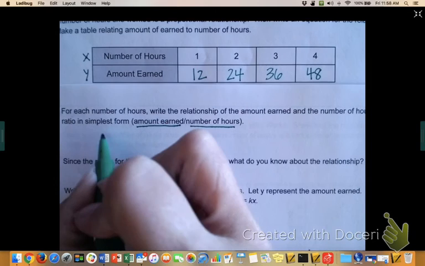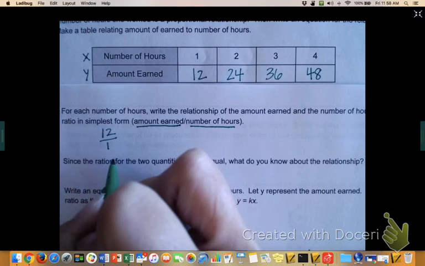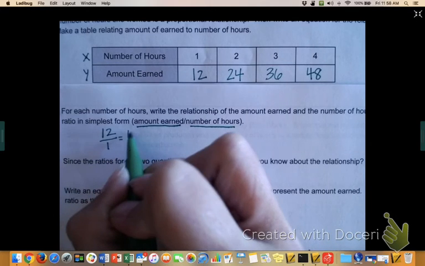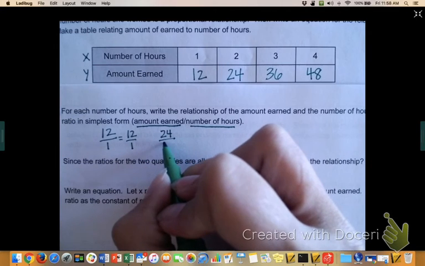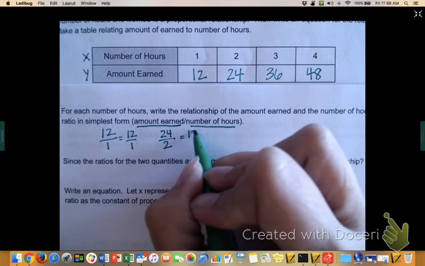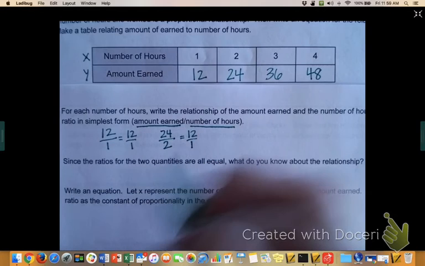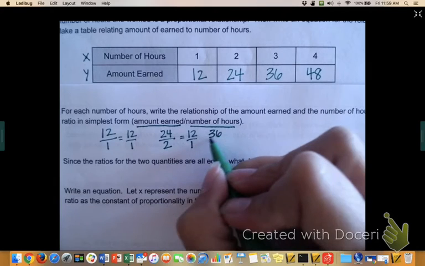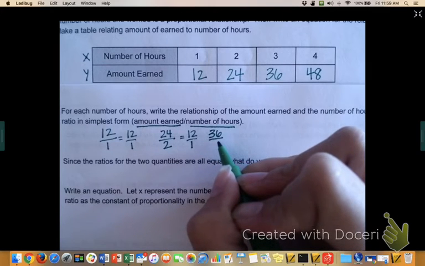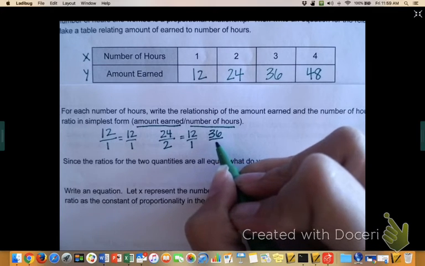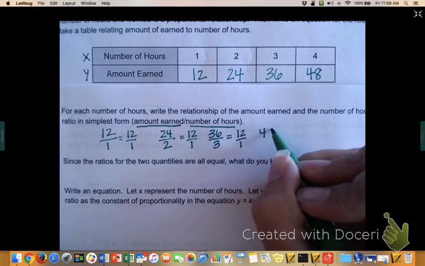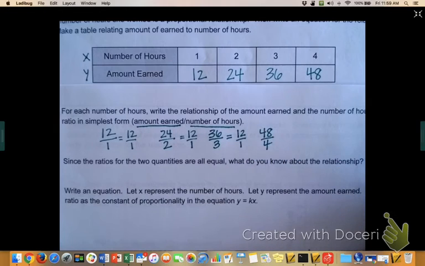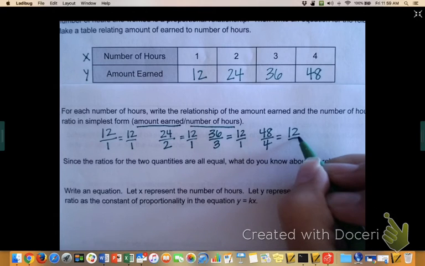For 1 hour, it was $12 per 1 hour. Let's make sure we know that that's in simplest form already. For $24 earned, she had worked 2 hours, and that also simplifies to 12/1. $36 earned, she worked 3 hours, and that simplifies to 12/1 also. And lastly, if she earned $48, she must have worked 4 hours, and that also simplifies to 12/1.